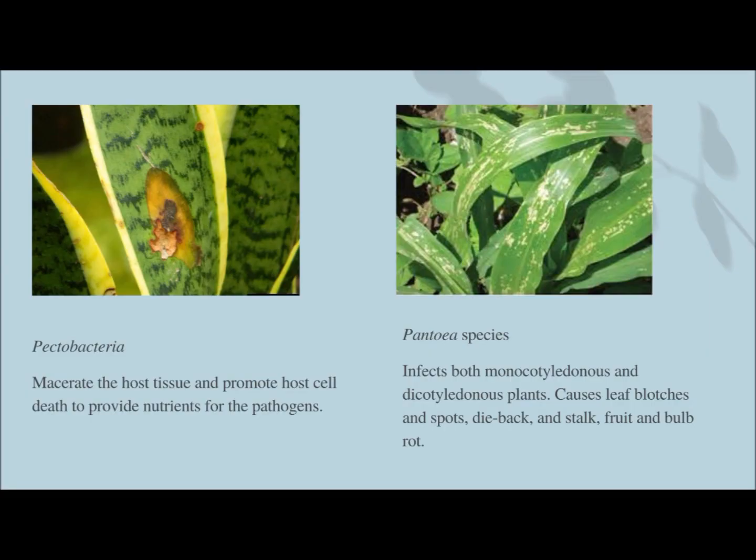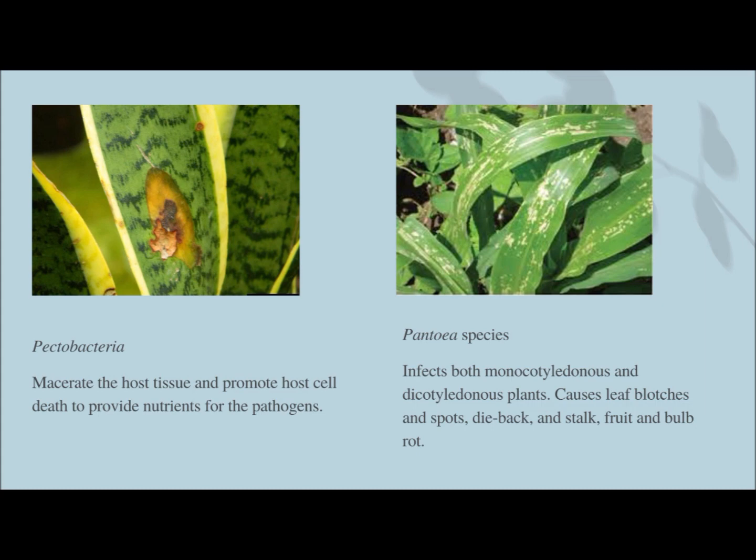Pectobacteria are aggressive necrotrophs that harbor a large arsenal of plant cell wall-degrading enzymes as their primary virulence determinants. These enzymes, together with additional virulence factors, are employed to macerate the host tissue and promote host cell death to provide nutrients for the pathogens.